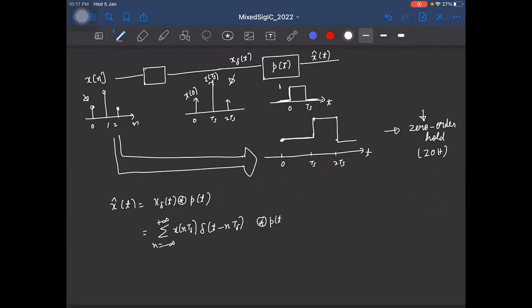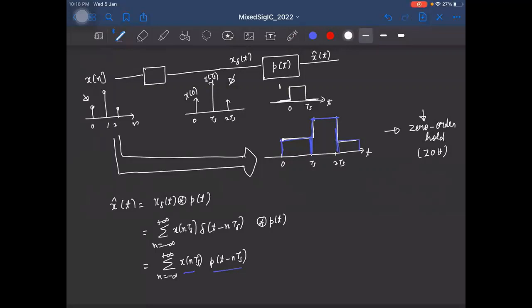And this is getting convolved with p of t, right? And we know that if we convolve a signal with an impulse, we'll get back the same signal. So what we will end up with is this, x of nTs times p of t minus nTs, right? So let's say for n equal to 0, we have x of 0 times p of t, and that is what this is, right? And for n equal to 1, we have x of 1, that is this value, times p of t minus Ts, right? N equal to 1 here. So the pulse is getting shifted by Ts, and we have this. And then we go ahead, right? So essentially, this operation can be modeled like this.